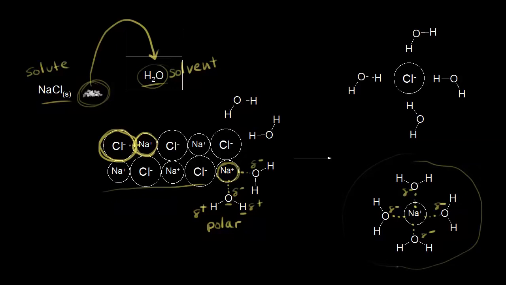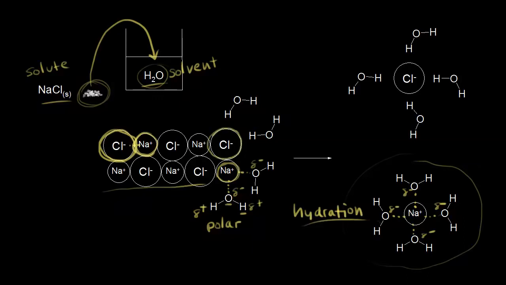And so the water molecules break the ionic bonds, pull off the sodium cation, surround the sodium cation, and so we call this process hydration. So this is the process of hydration, where the ion is surrounded and stabilized by a shell of our solvent molecules. The same thing would happen with the chloride anion.